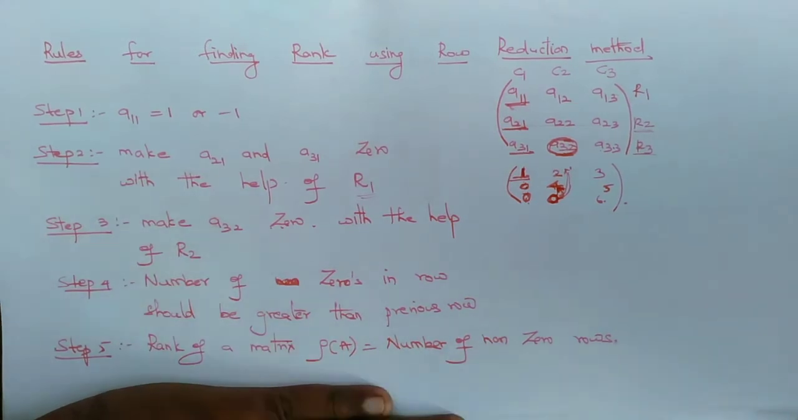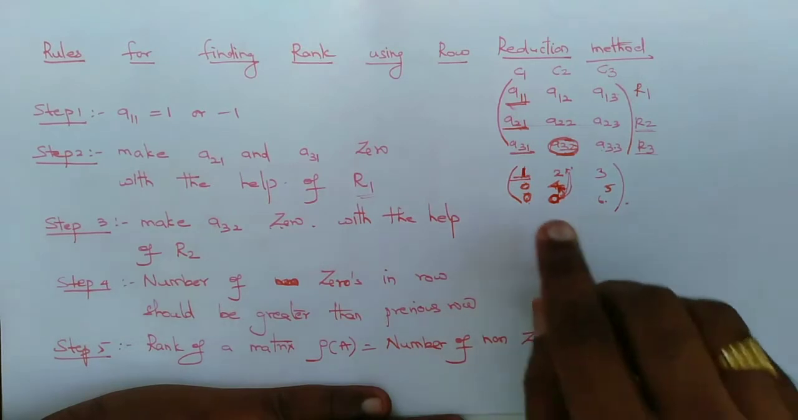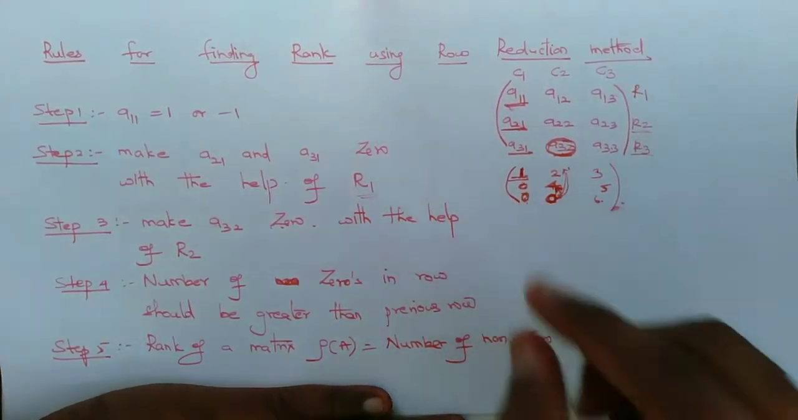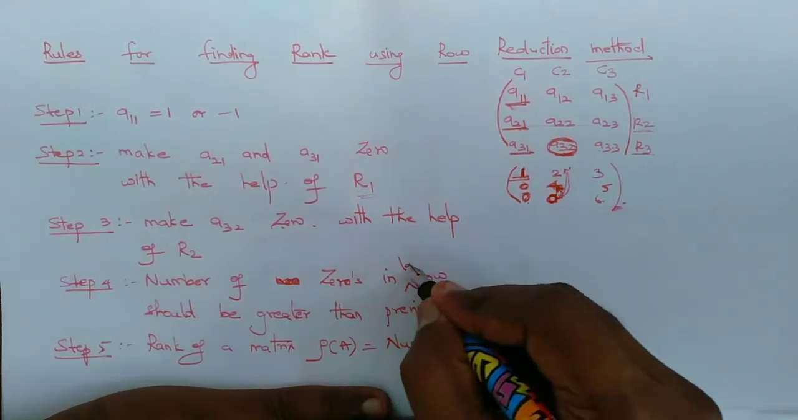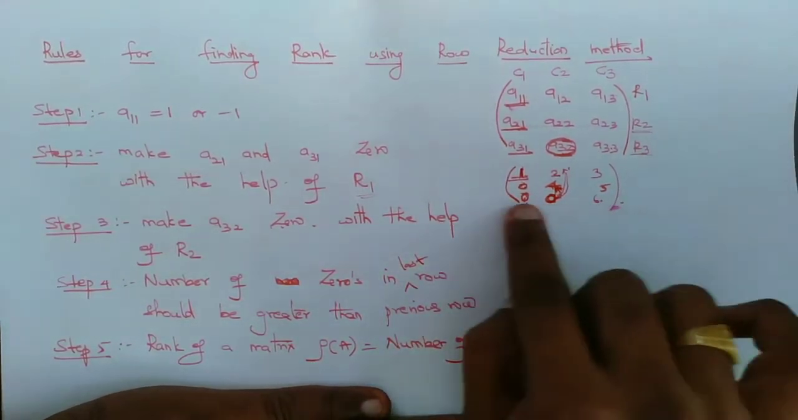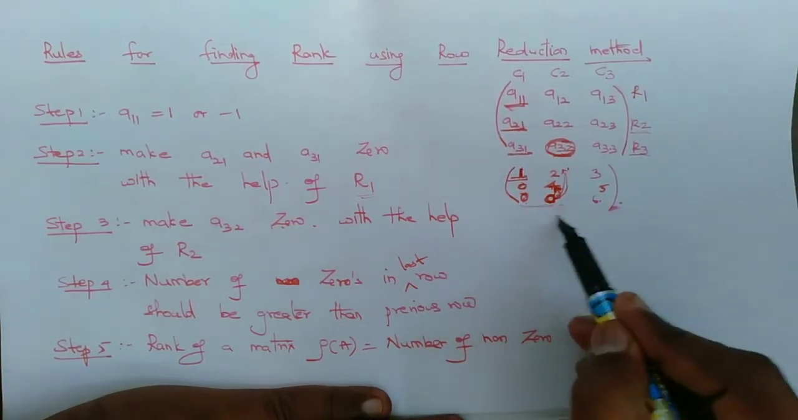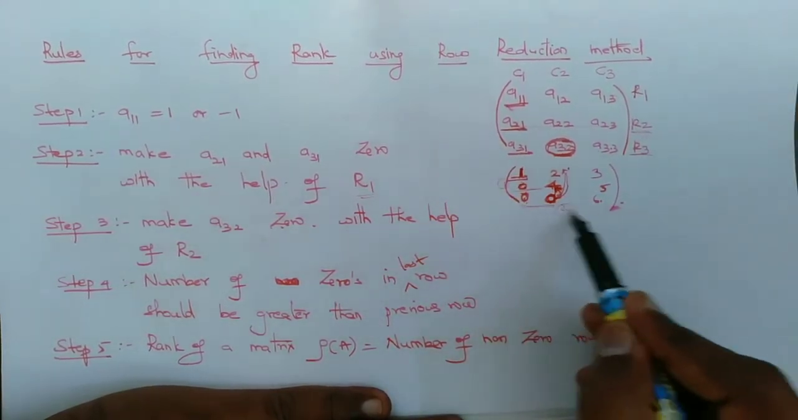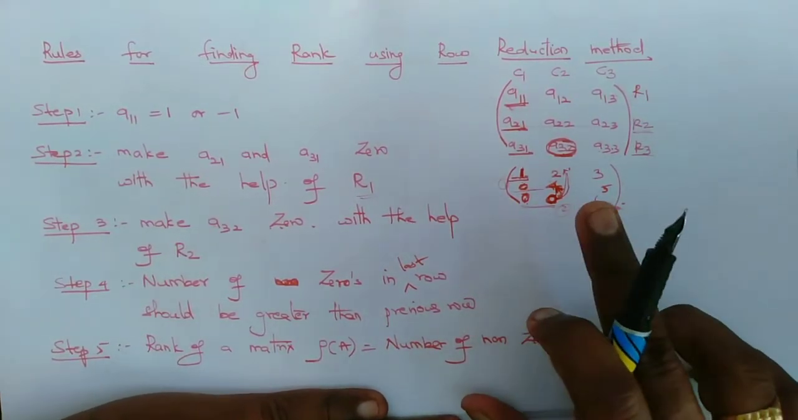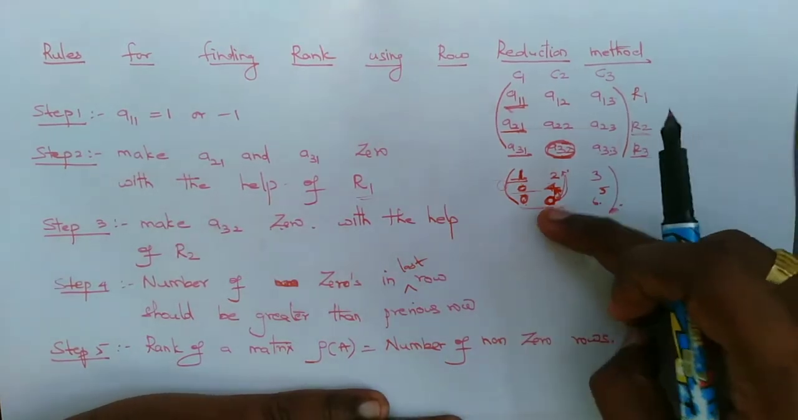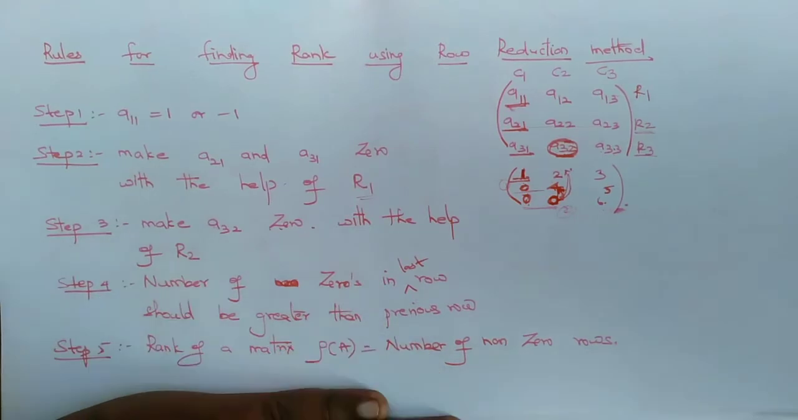In R2, how many zeros are present? Only 1 zero. So which one is greater? The number of zeros in the last row should be greater than the previous row. I left one word, last row. The last row contains 2 zeros. Its previous row contains only 1 zero. So which one is greater? This one is. Step 4 also satisfies.